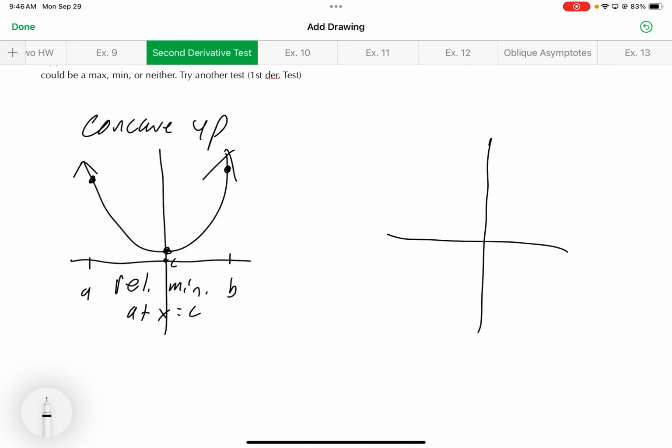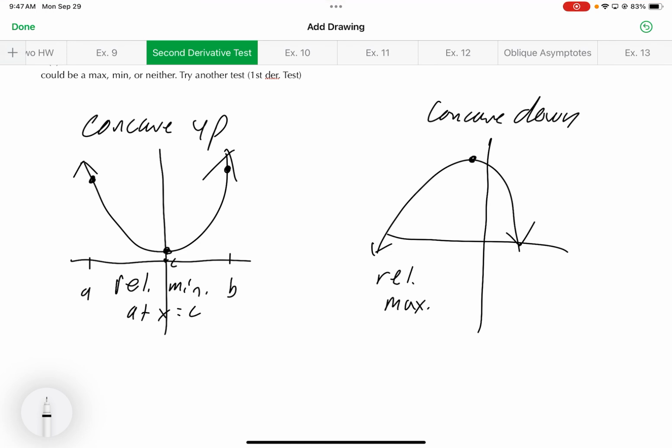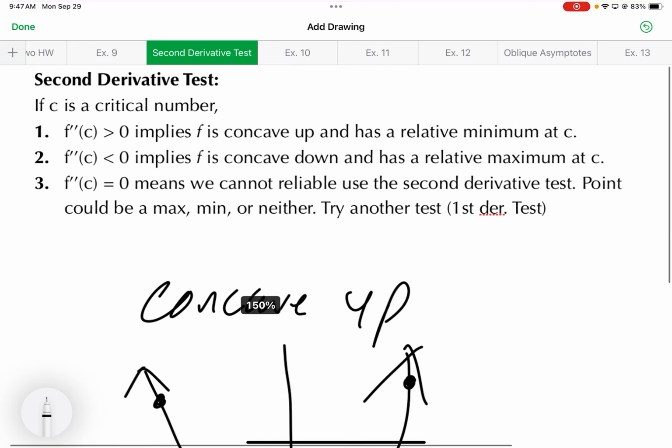Okay. Instead, if I have a graph that's concave down, my extrema occurs here. What type of extrema am I going to have? Good. Relative max at C. It's got to be that way, okay? That's what my second derivative test says.